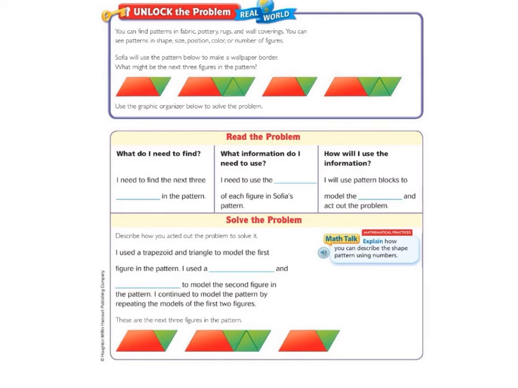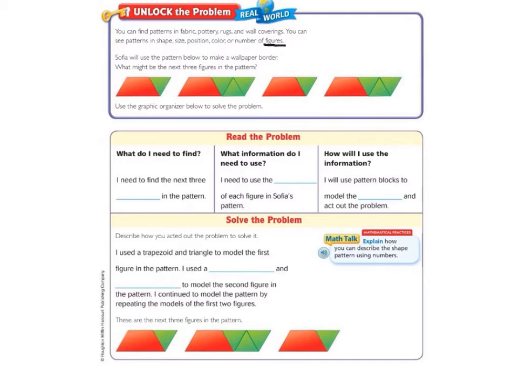Alright, fourth graders, let's begin with Unlock the Problem. It says, you can find patterns in fabric, pottery, rugs, and wall coverings. You can see patterns in shape, size, position, color, or number of figures. So, number of figures is important. A figure is the shape that the pattern makes.